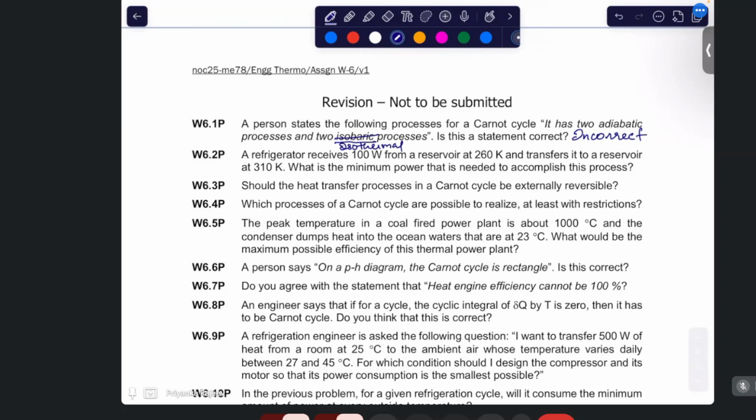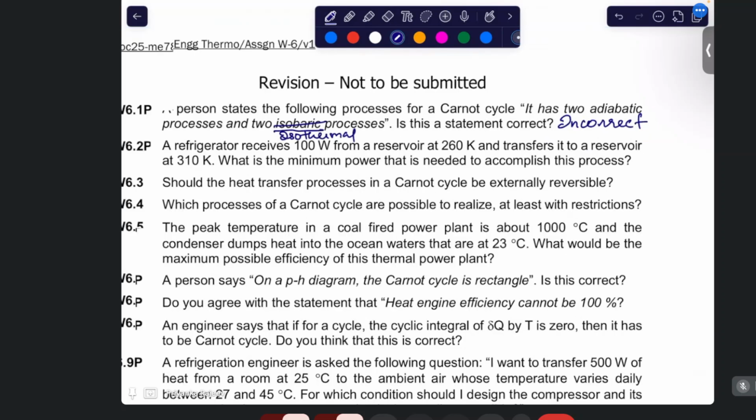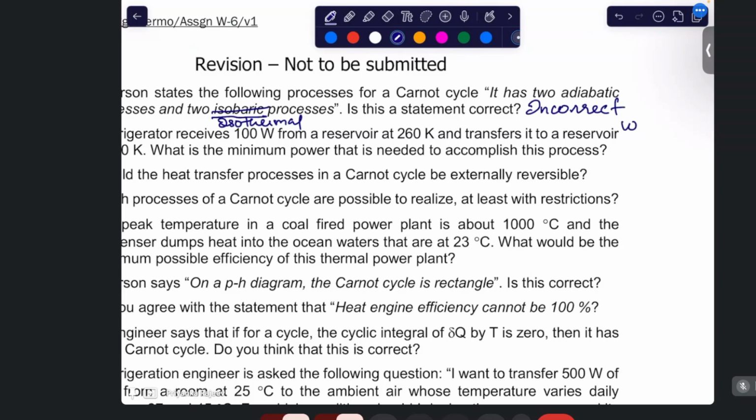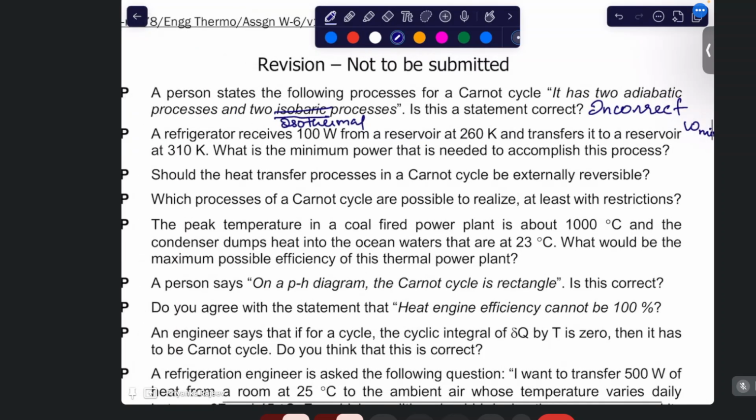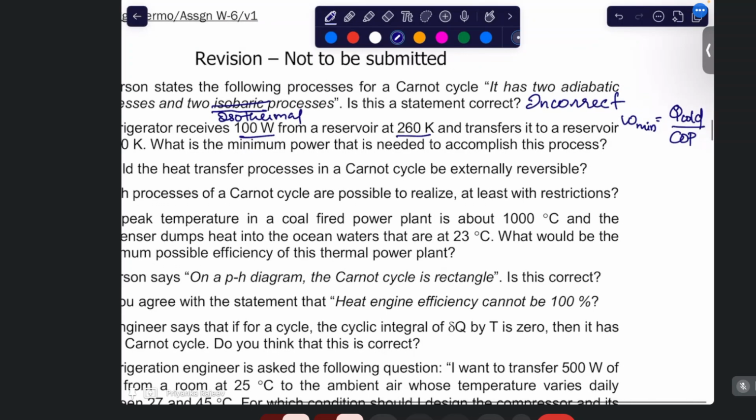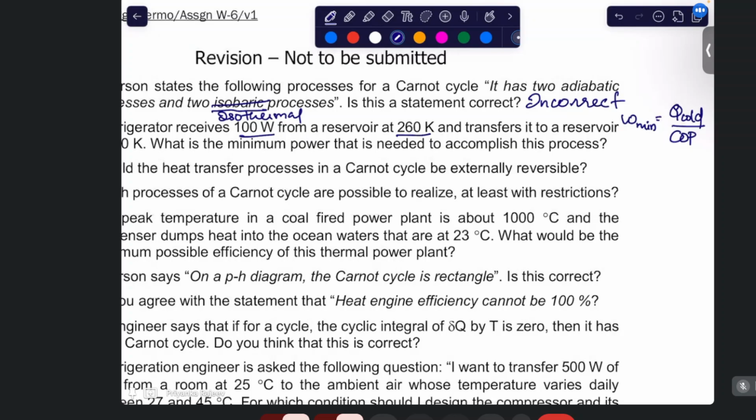Then we know that minimum work equal to Q cold by COP. So Q cold is given 100 watt, right? Because it is the heat received at a lower temperature. So from there, that Q cold we have got and COP we have calculated. Using that, you can find the W minimum.